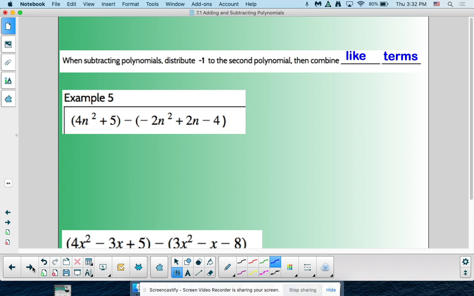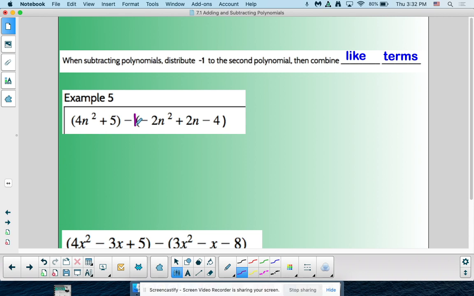Subtracting polynomials is very similar. However, you have to distribute that negative 1 to the second polynomial first, and then you do the same thing we just did. Do you guys see how in here we don't have an addition sign? We have that -1. So we have to take this -1 and distribute it through before we can combine our like terms. So let's try that together.